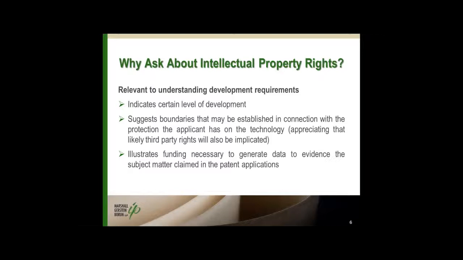So knowing what the metes and bounds are of your intellectual property and the way that that interacts with third-party intellectual property, to the extent you have that information, is going to help the reviewers see where you're at in the development life cycle. It also may suggest that the reason that you're seeking the funding is to get certain critical data to be able to enable further filings or to support the filings that have been already made.